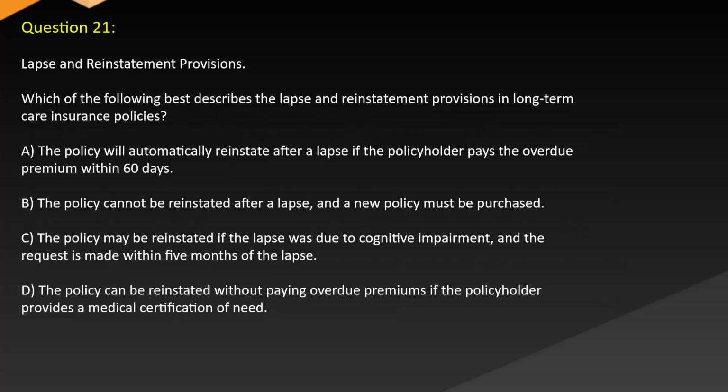Question 21. Lapse and reinstatement provisions. Which of the following best describes the lapse and reinstatement provisions in long-term care insurance policies? A. The policy will automatically reinstate after a lapse if the policyholder pays the overdue premium within 60 days. B. The policy cannot be reinstated after a lapse, and a new policy must be purchased. C. The policy may be reinstated if the lapse was due to cognitive impairment and the request is made within 5 months of the lapse. D. The policy can be reinstated without paying overdue premiums if the policyholder provides a medical certification of need.